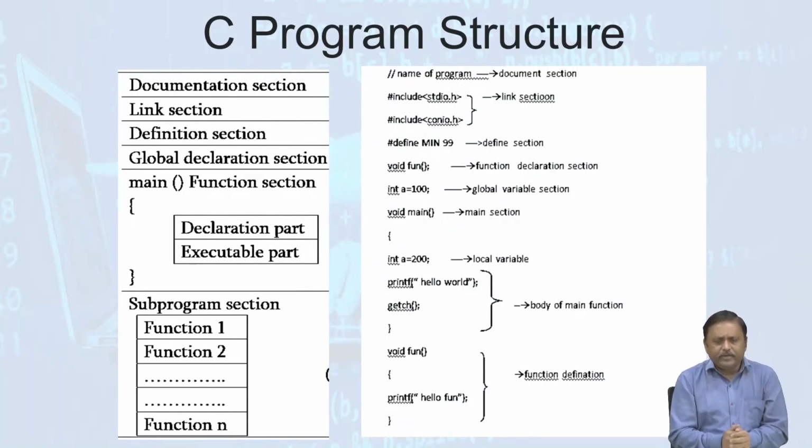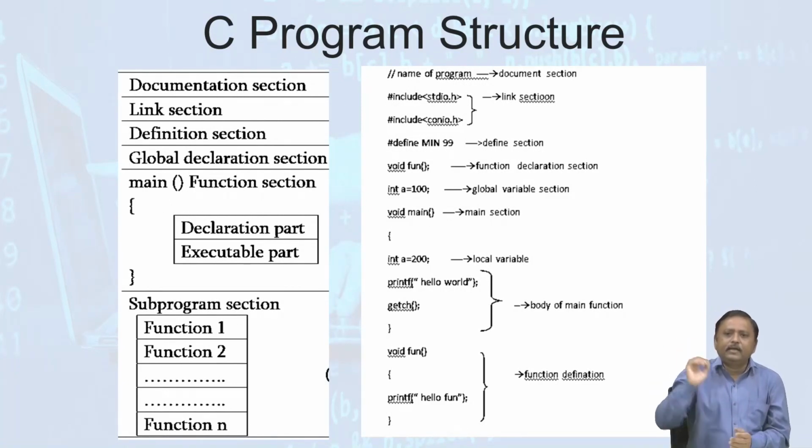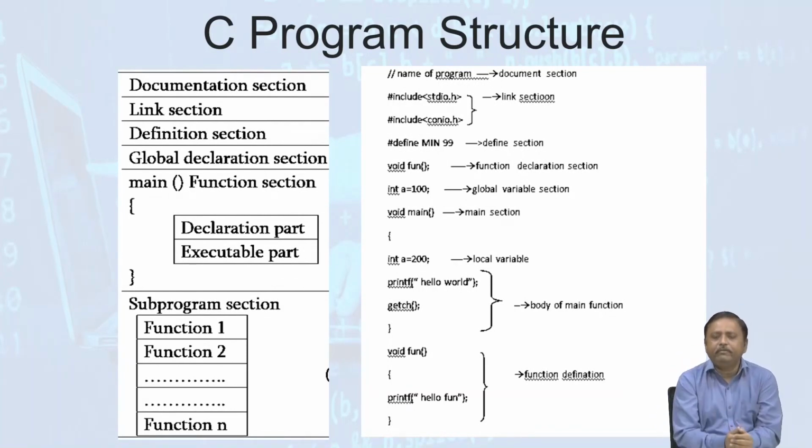Now, let us try to understand this structure using an example. Here, in the first line we write down the name of the program, for example. That is considered as the documentation section. Then inside link section we generally write down include statements.